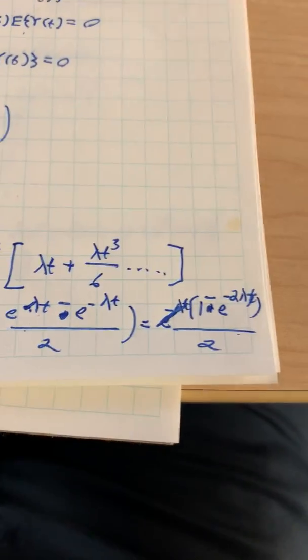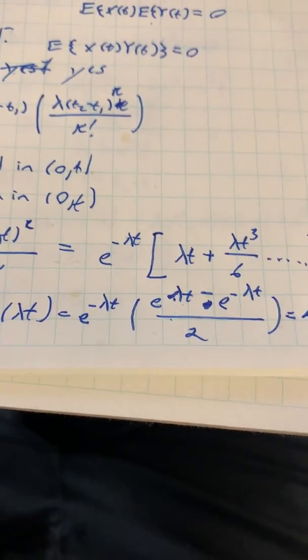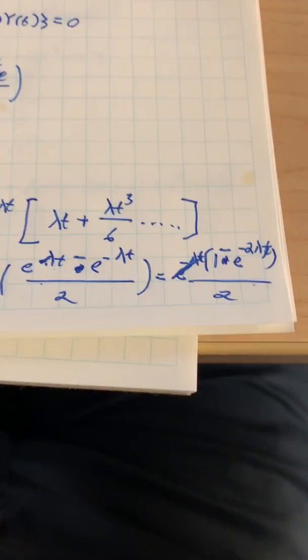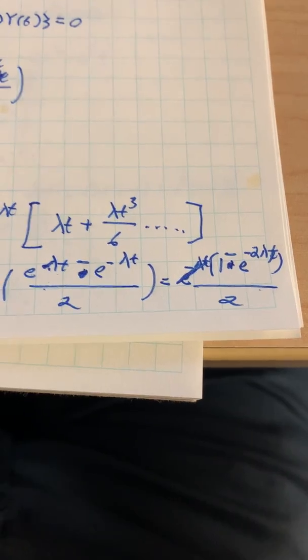And now we multiply that out, and basically we see that the negative lambda t and lambda t cancel into 1, and the other one, it doubles. So we get the answer of 1 minus e to the negative 2 lambda t, all over 2.